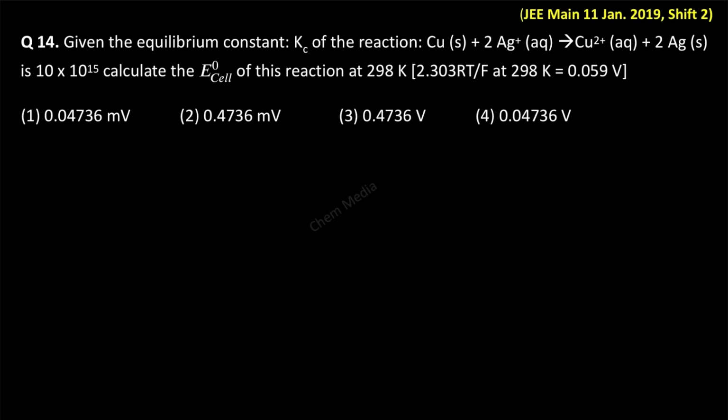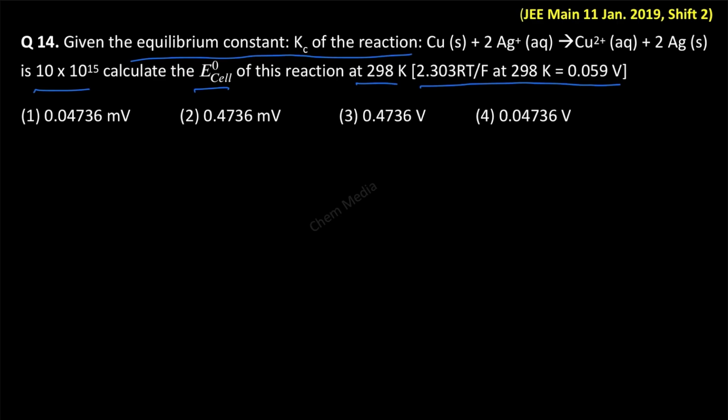Hello everyone, here is a question from electrochemistry. Given the equilibrium constant Kc of the reaction is 10 times 10 to the power 15, calculate the E cell standard of this reaction at 298 K. The term that we use in the Nernst equation at 298 K is given as 0.059 volt.